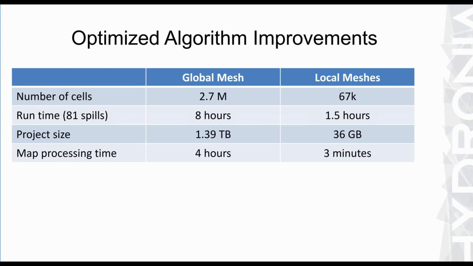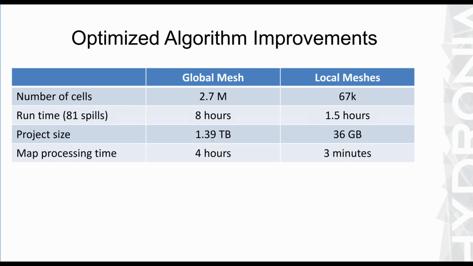Now the local meshes require only 67,000 cells for typical spills. Now runtime, it's a big thing because in the past with this big mesh and the number of spills, in this case 81 spills, it required 8 hours of computing time. Now it takes only 1.5 hours with the local meshes.